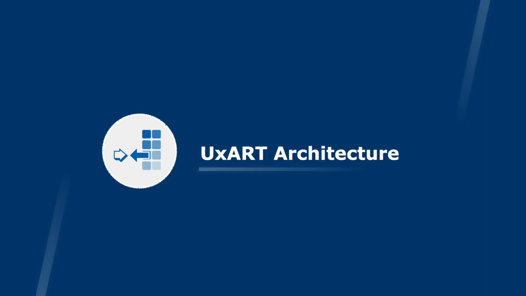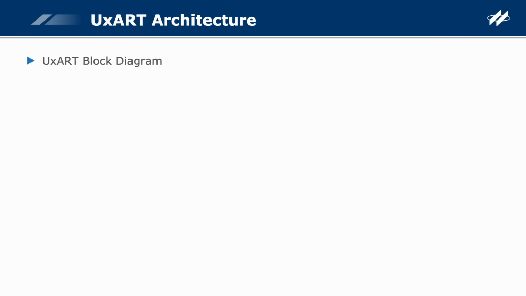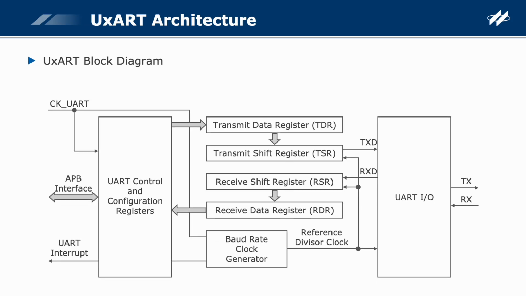UxART Architecture. Then, we'll introduce the UART and USART block diagram. UART and USART communication can be achieved by accessing the control and configuration registers via the APB interface. The baud rate clock generator is capable of dividing the UxART clock of CK_UxART to generate a reference divisor clock for the transmitter and receiver by the baud rate divisor settings and CK_UxART.